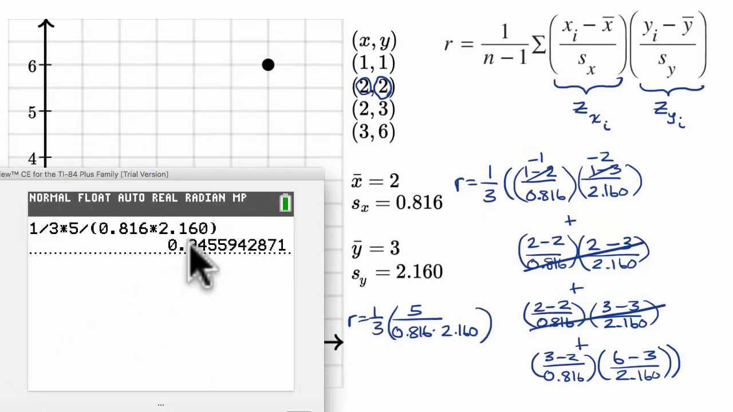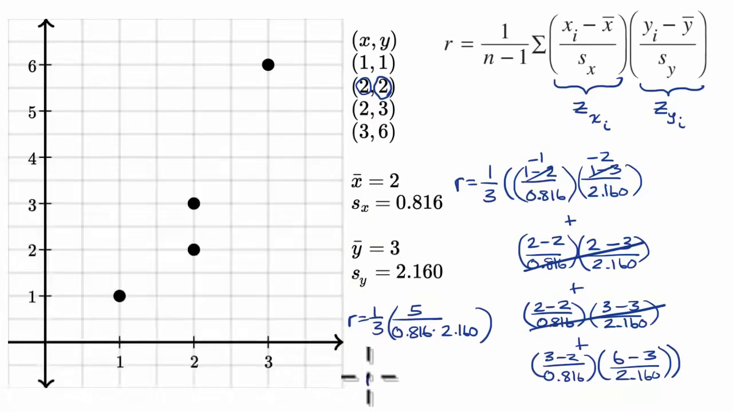We get an r of, and since everything else goes to the thousandths place, I'll just round to the thousandths place, an r of 0.946. So r is approximately 0.946. So what does this tell us?